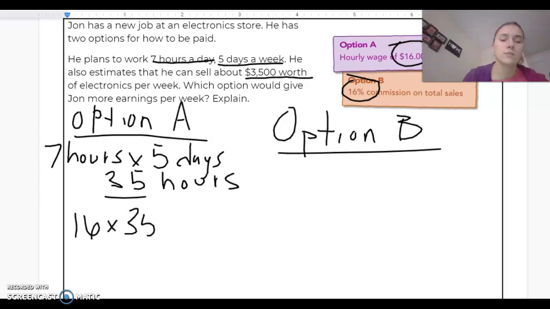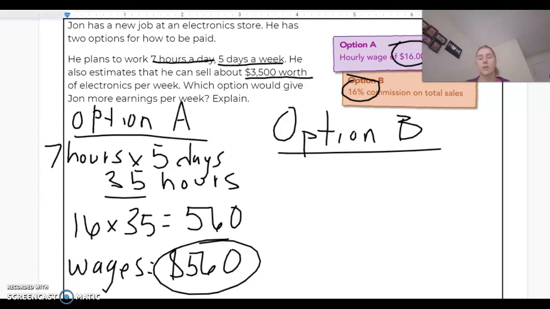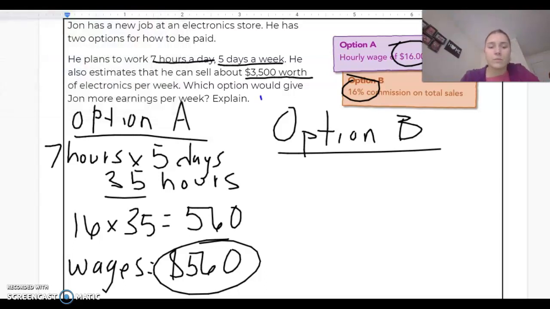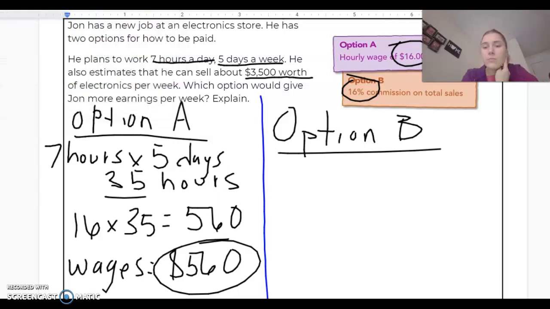So 16 times 35. When you put that in your calculator, we get 560. So his wages equal 560. Okay? So that's the answer for option A. He's making $560 per week. He's not earning any commission there, so that's our total, just 560. Okay? So now we're going to go to option B here. I'm going to make a line so we're a little more organized. Okay. Option B is 16% commission.